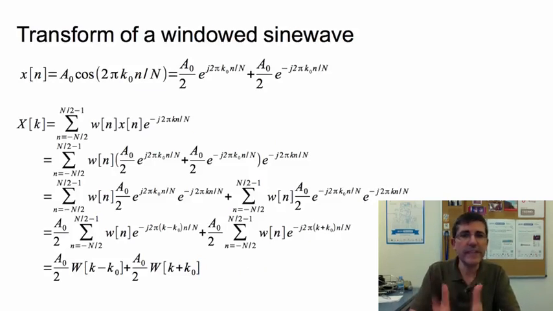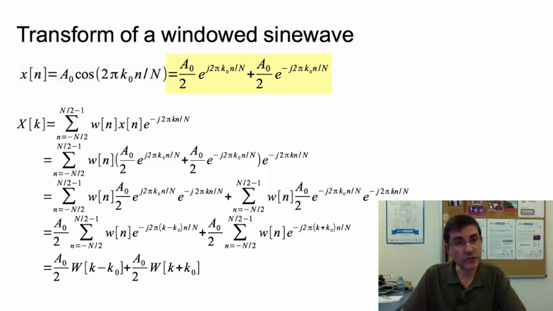To better understand the effect of windowing a sound, let's look at an example of what happens when we window a real sinusoid and then compute its spectrum. If we start from a real sinusoid, as we have already seen, it's a cosine with a frequency index k sub 0 and an amplitude A sub 0, which can be expressed as the sum of two complex sinusoids, one with a positive frequency, another with a negative frequency.